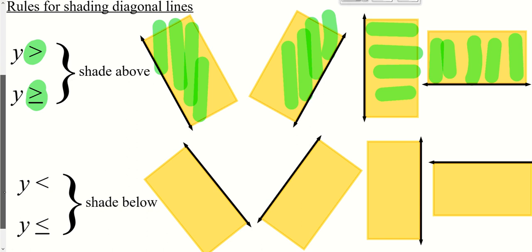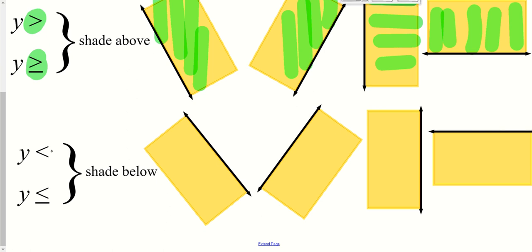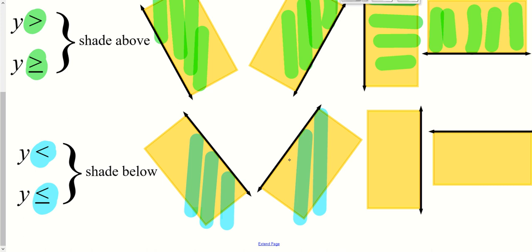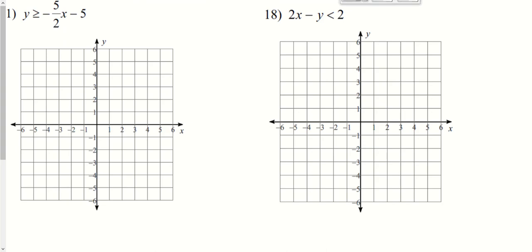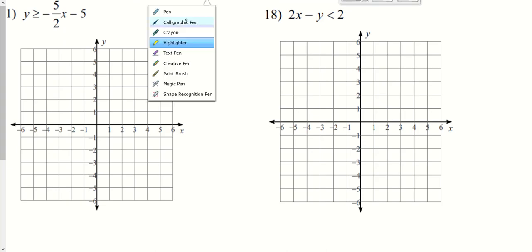Now, if you were dealing with a y with a less than or a y with a less than or equal to, you need to shade from the line down. Or if it was a vertical line, you'd be shading to the left of that line. So just be aware of that when you are dealing with your inequalities. So now let's go ahead and look at this one here.